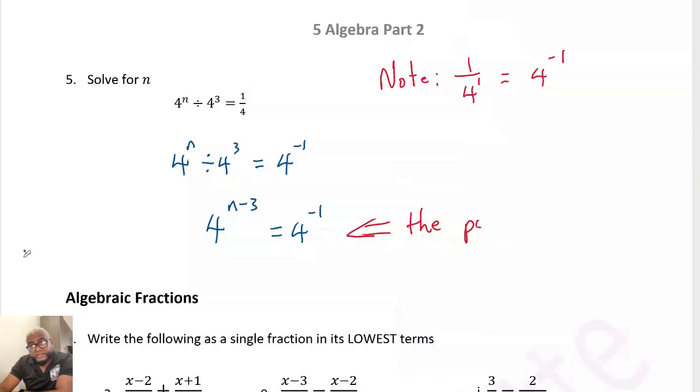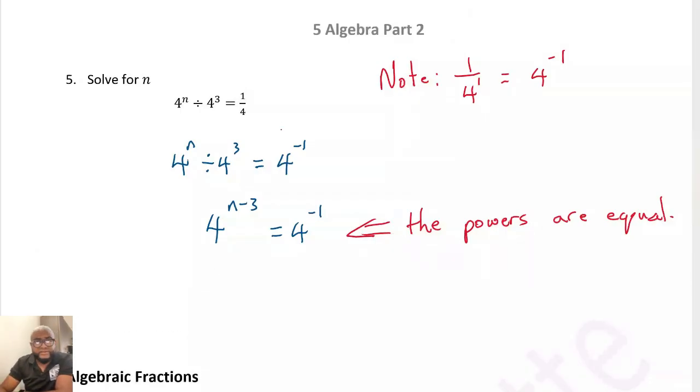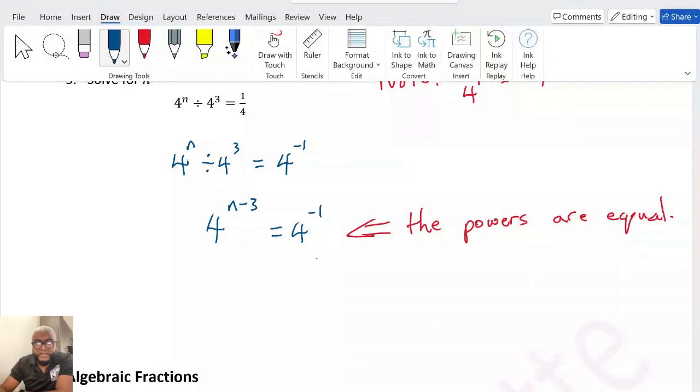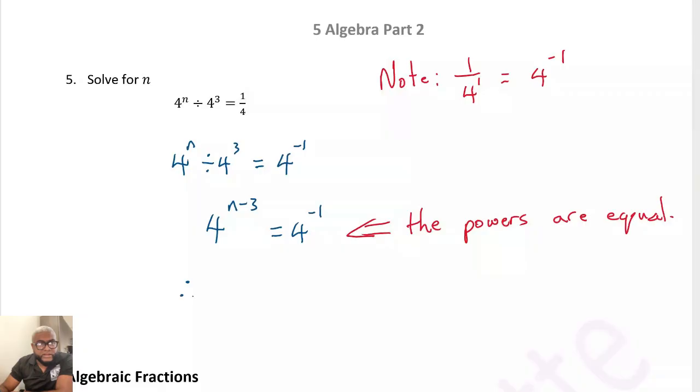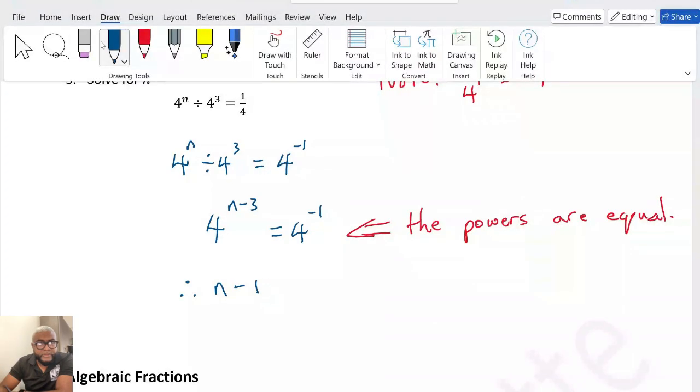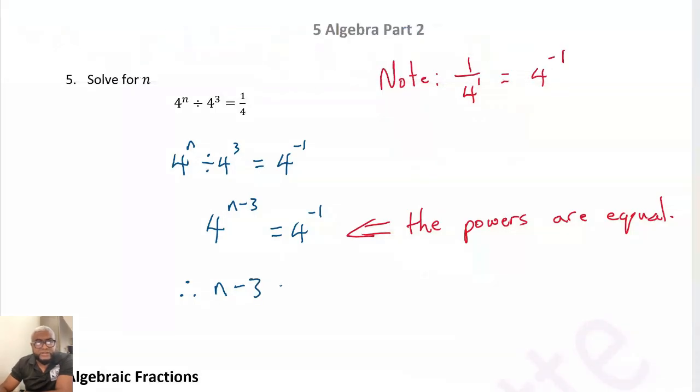So in a situation like this, the powers are equal, right? Okay. I don't think anybody was able to figure out this one. No? I don't mind, you would not have been able to. She helped you. Nice. So I can just put: therefore, n minus 3 is equal to negative 1.